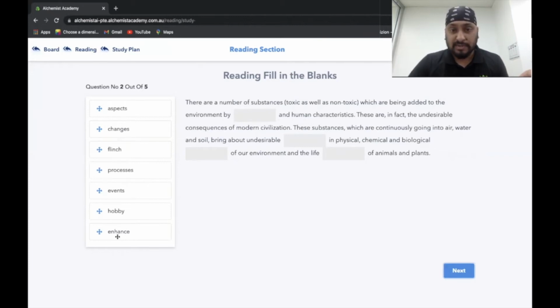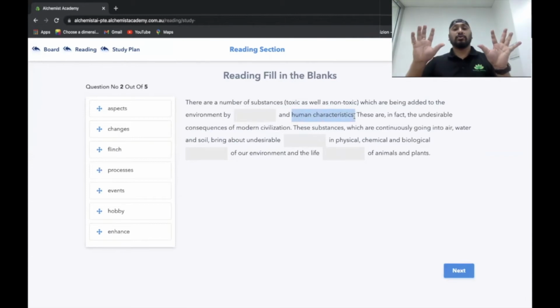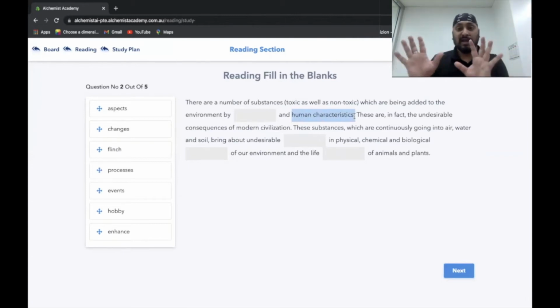There are a number of substances, toxic as well as non-toxics, which are being added to the environment by dash and human characteristics by dash. So what are we adding to the environment? Let's have a look at this. So basically, if you look at this, by dash and human characteristics. Now, one thing is human characteristics. So basically, let's say if that part is a noun, this will also be a noun.